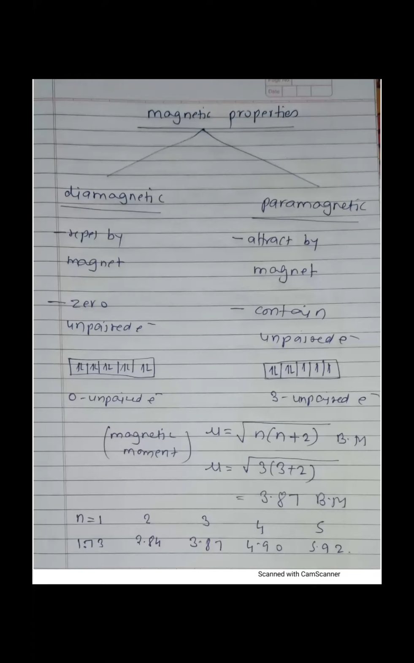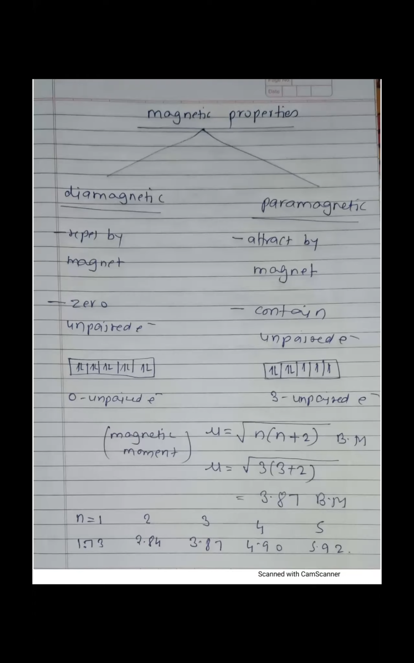In the exam, you can calculate by putting the value of n, or you can just remember some values which I have written down. If you take n as 1, you will get 1.73. For n equal to 2, you will get 2.84. For n equal to 3, you will get 3.87. For n equal to 4, you will get 4.90. And for 5, you will get 5.92.